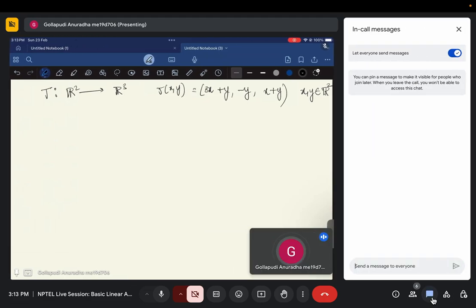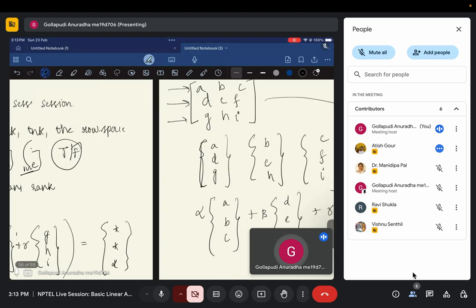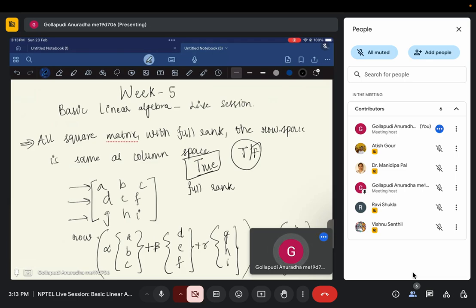So Atish has joined now, right? I think you were the person who was asking the question last time, no? All the square matrices with full rank, the row space is the same as the column space. Yes, ma'am. You were asking the question, so I just explained it now. So the answer is true.